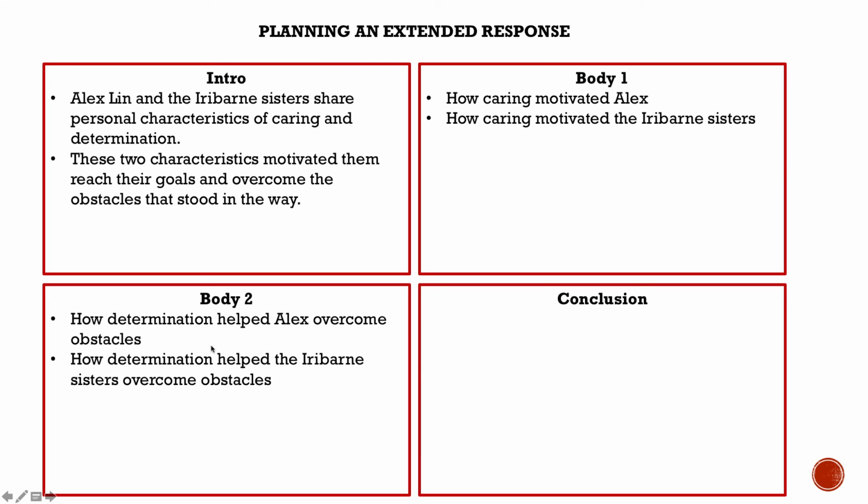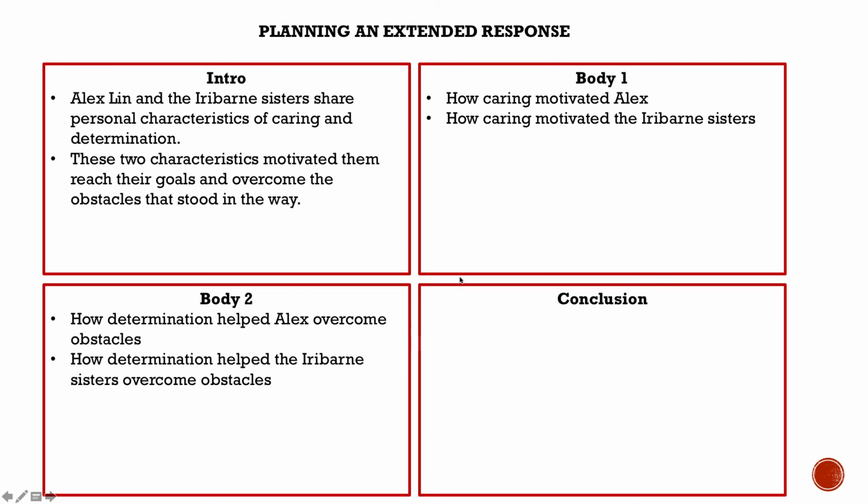And then I want to talk about in that same paragraph how the determination helped the Iribarne sisters to overcome their obstacles to helping all these kids. It wasn't easy. They had to do some things to achieve their dreams and achieve their goals. So I want to talk about that. So that's how I'm going to organize body 1 and body 2.